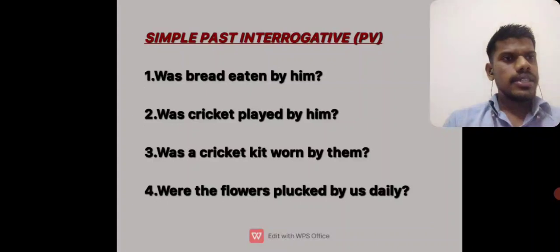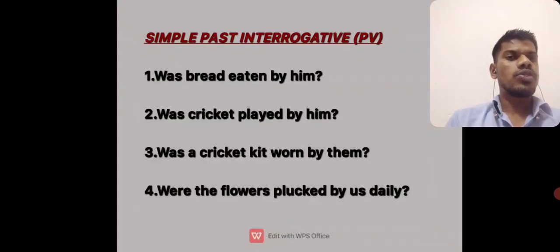Was bread V3 followed by then him? Then was cricket played by him? Here our structure is that first we have to use objective pronoun plus be form was or were plus object plus V3 plus by plus subjective pronoun becomes objective, that is subject, then question mark. Was cricket played by him?